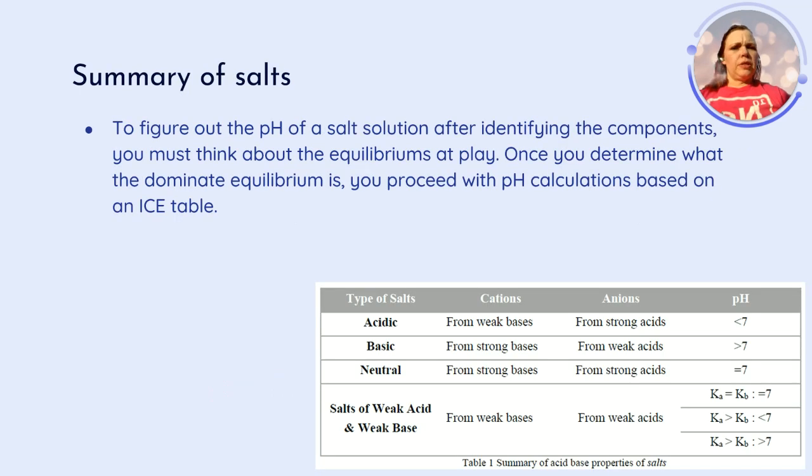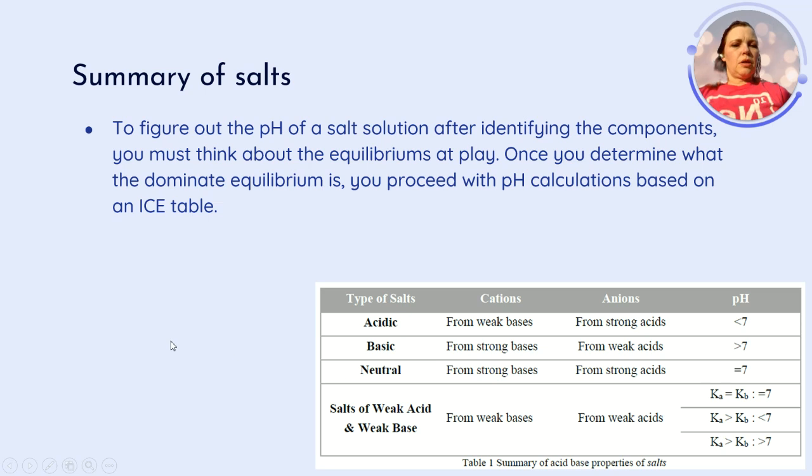Okay, so to summarize, to figure out the pH of a salt solution after identifying the components, you just think about the equilibriums at play. This comes back to what I talked about a few minutes ago. If you have multiple equilibriums at play, you have to think about what's dominating. Once you determine the dominant equilibrium, you can proceed with pH calculations based on an ICE table.